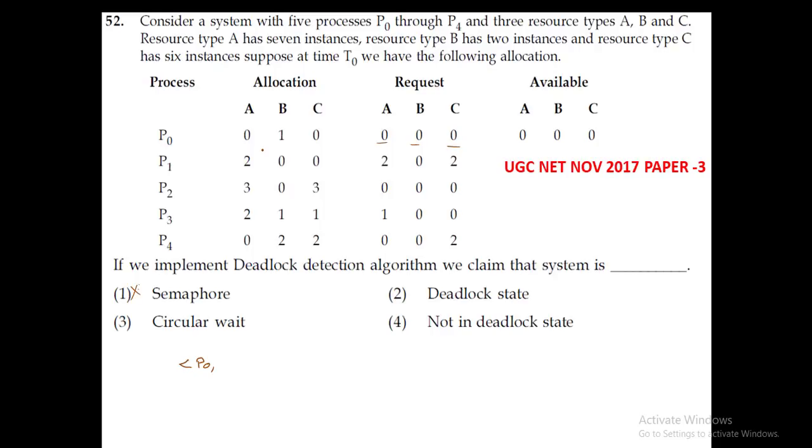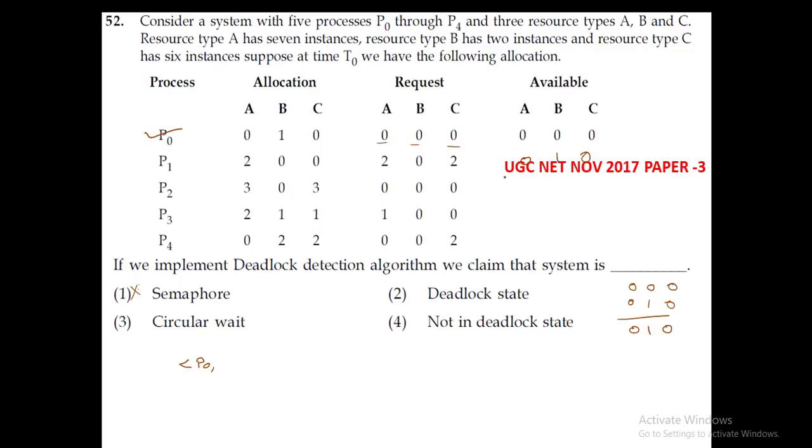After completing the execution of the process P0, it releases its allocated resources to the operating system. So what are the resources allocated to the process P0? That is 0, 1, 0, and it is released to the operating system. Now the operating system has to be updated: previously it was 0, 0, and since process P0 released the resources 0, 1, 0, now the OS contains the resources 0, 1, 0. Now P0 completes its execution.